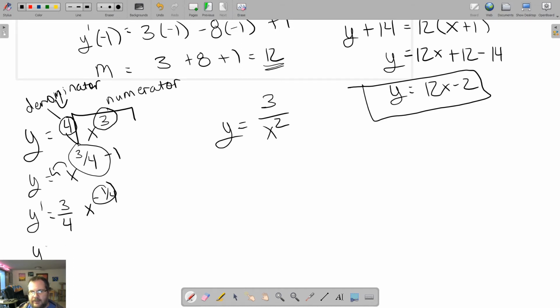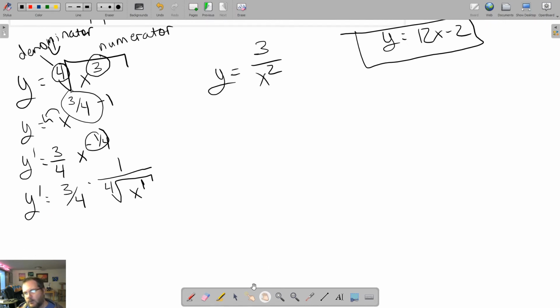So the actual answer then would be y prime is equal to 3/4, and then x to the negative 1/4 power means we're going to have a 4th root, because that's what the denominator is. And then inside we've got x to the numerator's power, which is 1. And the negative part means this is all underneath a fraction. Now again, I think Delta Math won't accept this, but we'll test it in just a second. You need to further multiply these two together.